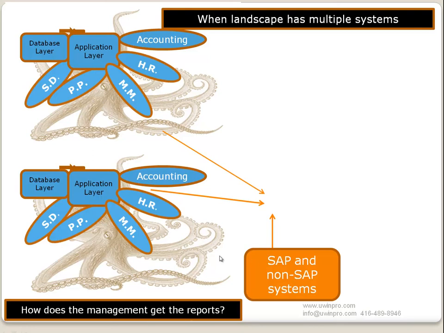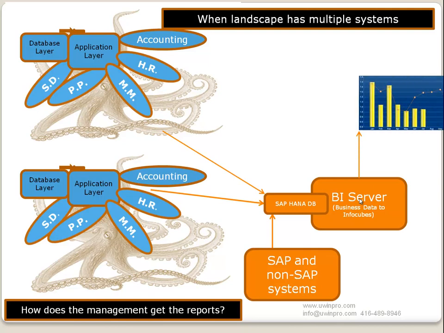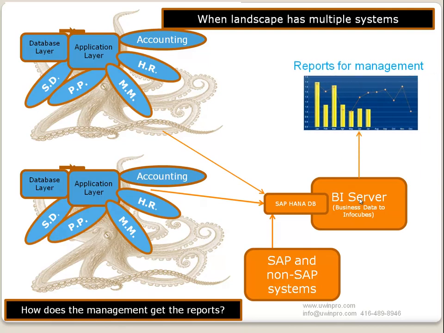So for the management to get the report, they have to extract the data from all these systems into a common database. Then they will build models from where they can create reports. So they use a business intelligence server to create models. They can also use a HANA database. Using HANA Studio, they can create models. Then they use Business Objects mainly, or Crystal Reports, to create reports.